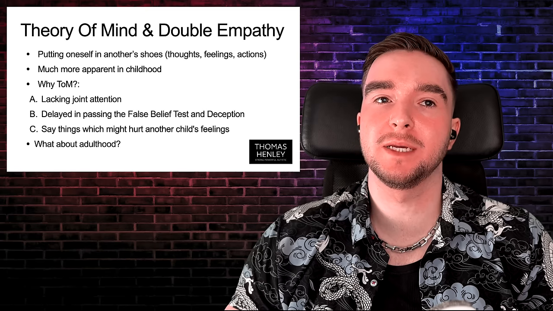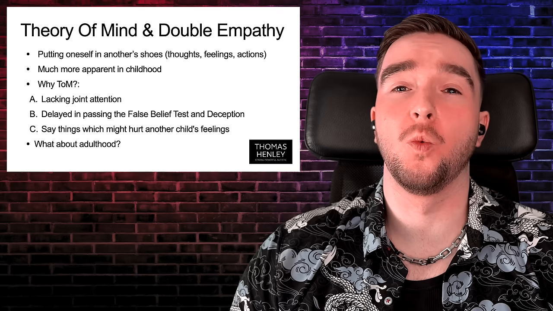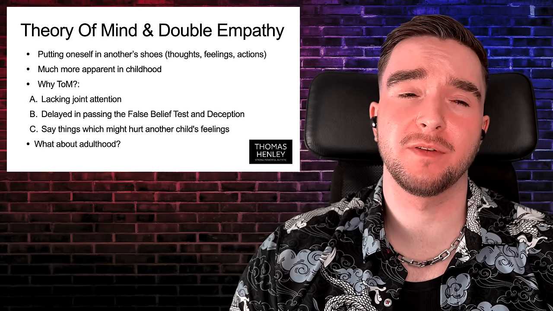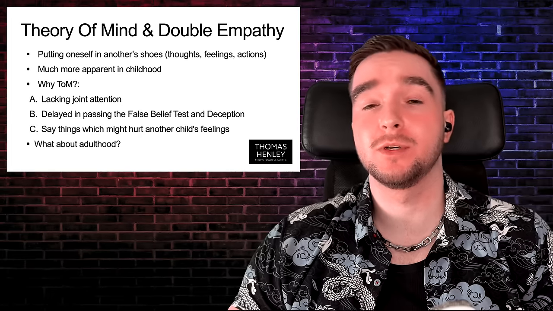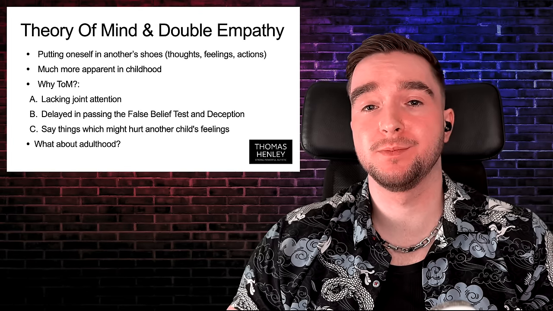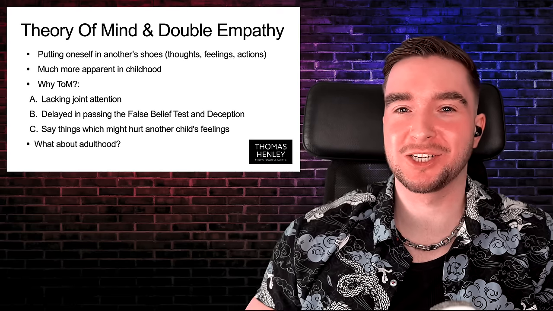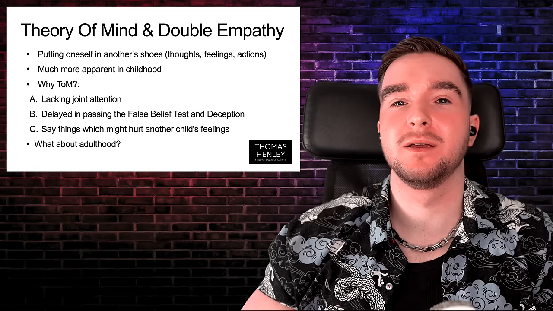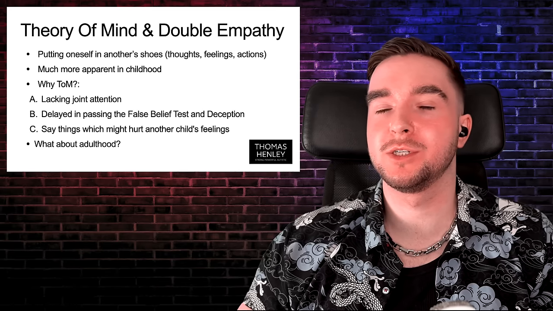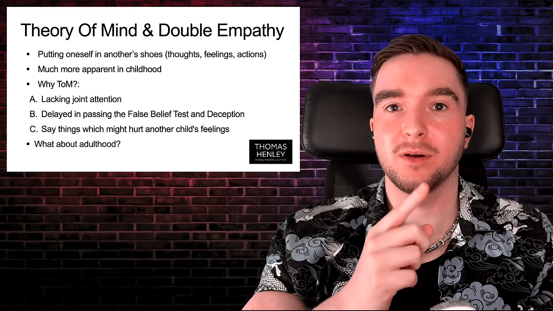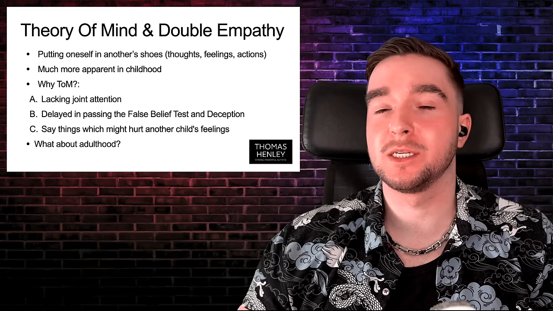And from the literature, it tended to be a lot more apparent in childhood. Why did it come across? They found that there's a few reasons, but these are some of them. That autistic children tend to lack joint attention. So being able to talk to an autistic child and say, hey, look at that over there, or looking in a certain direction. A lot of neurotypical children will naturally look at you and then follow your gaze, see what you're looking at. Whereas autistic children, not so much.